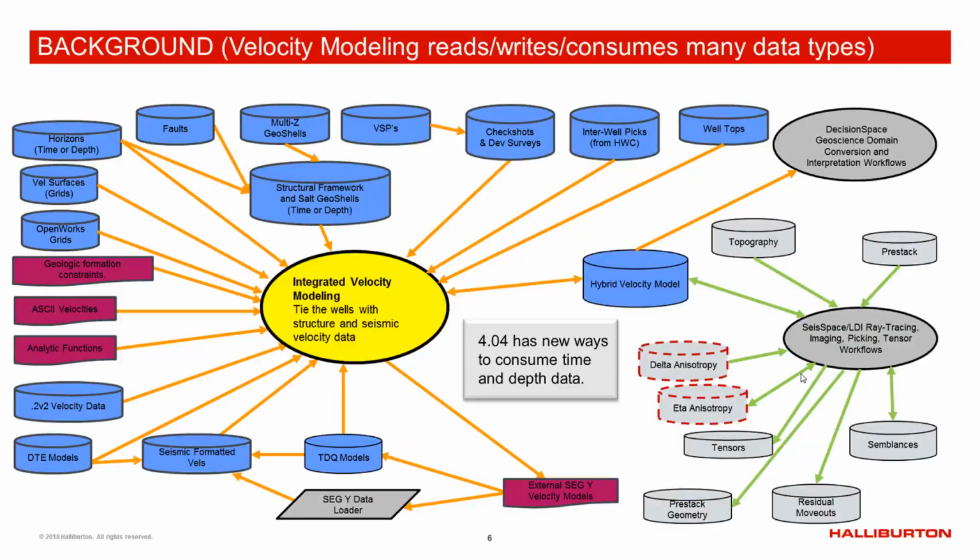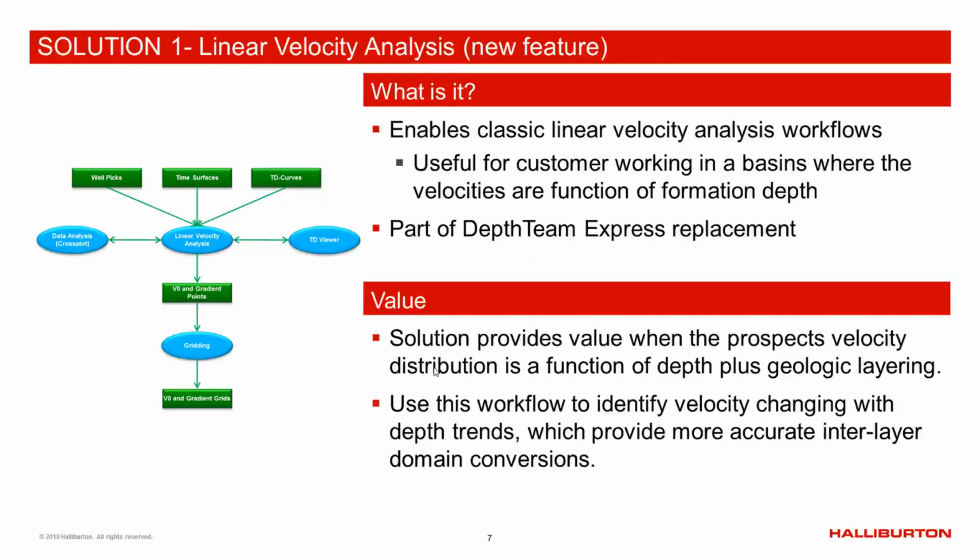And again, before we start, I want to just do a little background on velocity modeling, in that velocity modeling reads, writes, and consumes many different data types to give you the most scientifically valid velocity model representation of the Earth. In this 4.04 release, we added a lot of features that allow new ways to consume these different data types, new ways to analyze them, new ways to QC them, and new ways to construct those into a scientifically valid velocity model. Okay, so without too much ado, let's look at the first feature of our 13, which is linear velocity analysis.